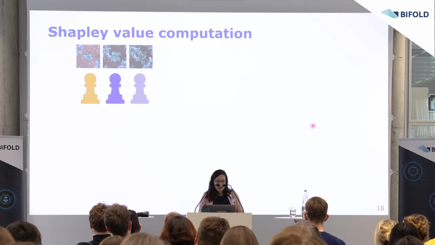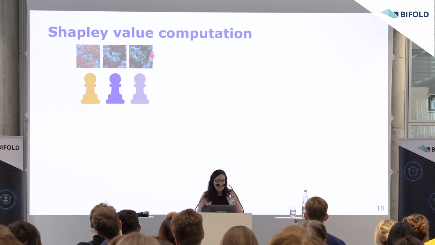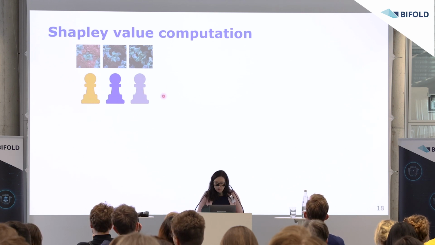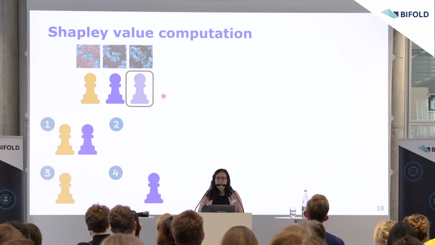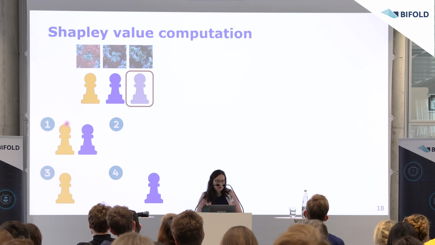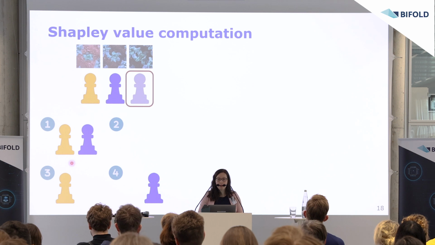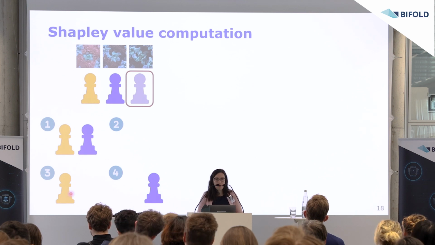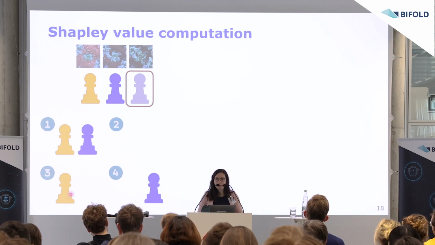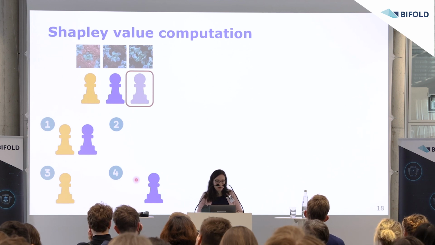So let me briefly explain how it's actually computed. You have a time series, and each image in the time series is one player. And let's now assume you want to compute the contribution of the gray player. What you analyze is the contribution of the gray player to all coalitions. So if the gray player plays with all other players, if it plays alone, if it plays only with the yellow player or only with the blue player. And afterwards, all these single contributions are weighted and averaged.